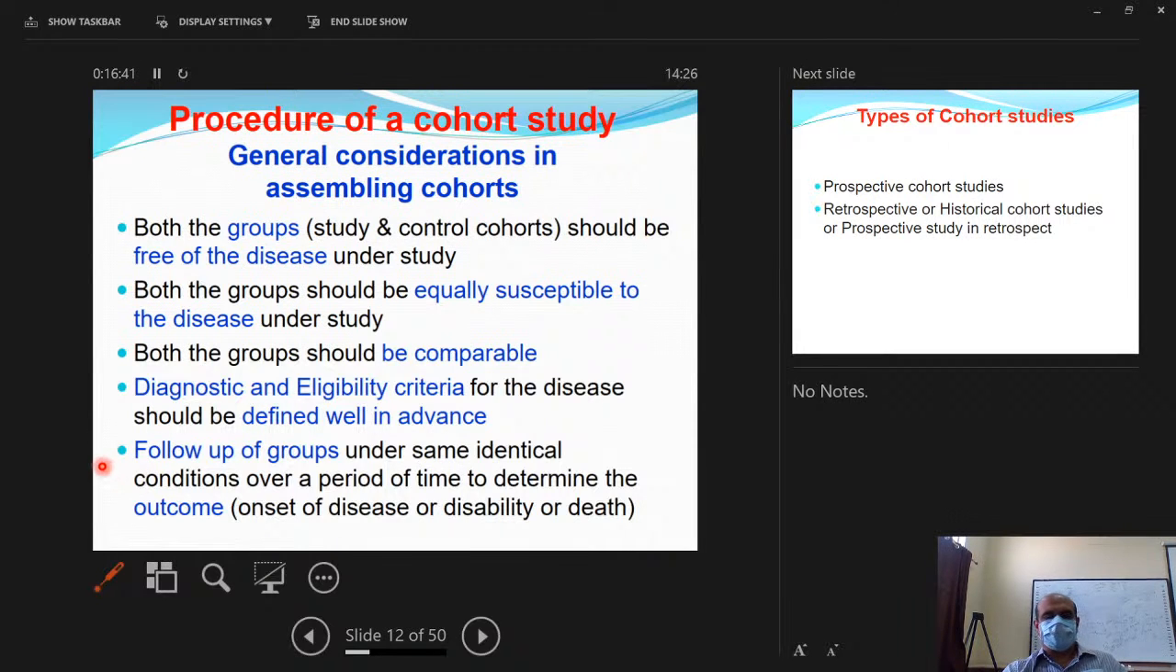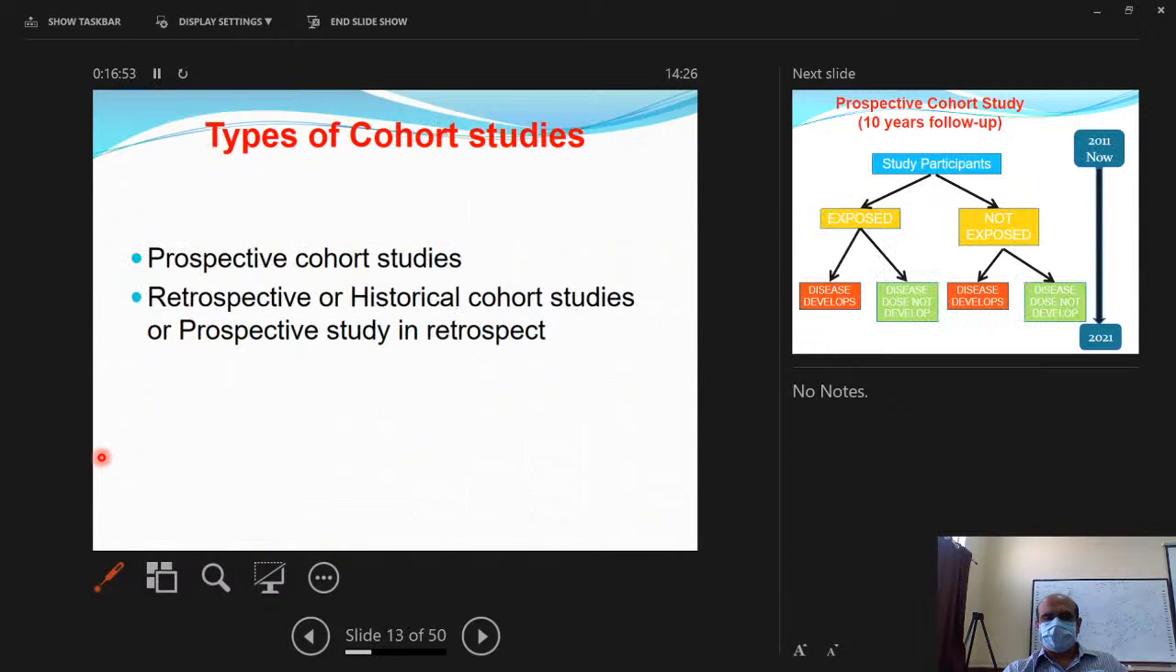Follow-up of the group under the same identical conditions over a period of time to determine the outcomes, which is onset of the disease or disability or death.